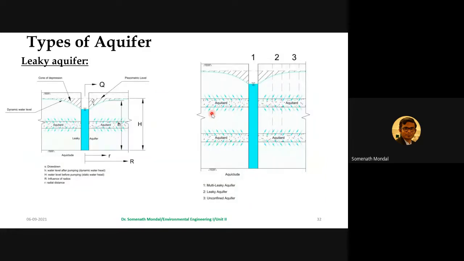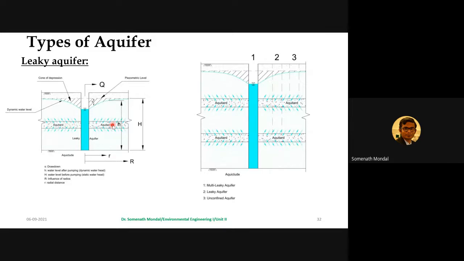So next, another interesting aquifer is the leaky aquifer. You can see the main difference in the leaky aquifer: we have an aquitard, exclusively an aquitard. So we are not going to talk here about aquiclude or aquifuge. We are talking about the aquitard. You might have realized while discussing that an aquifer has the capacity to store water.